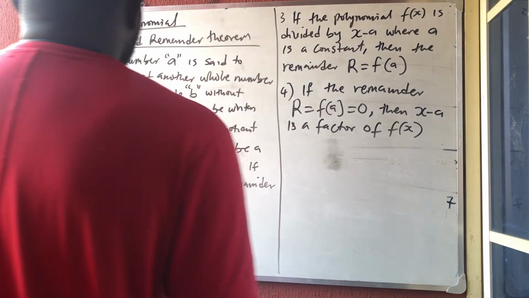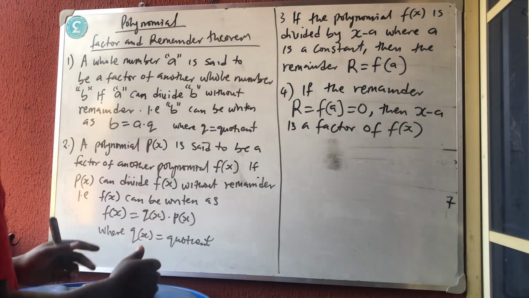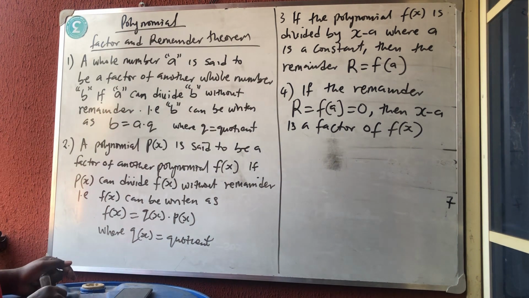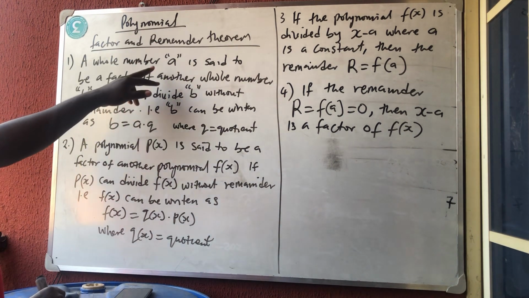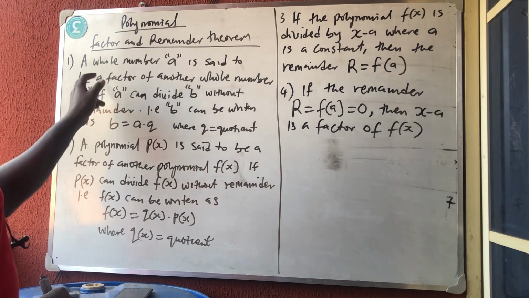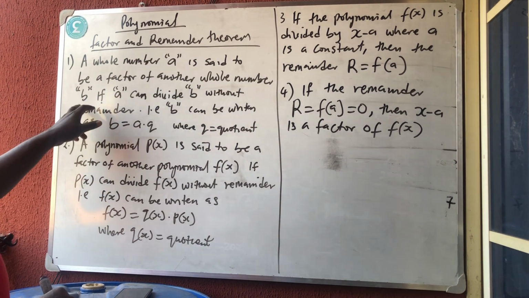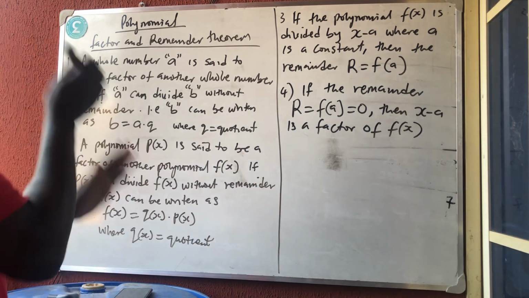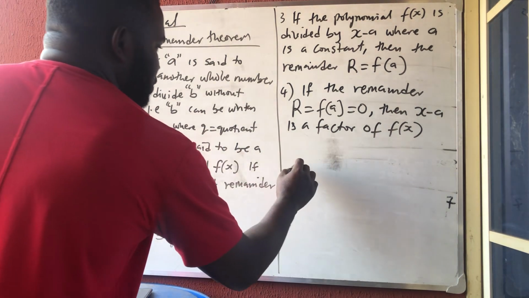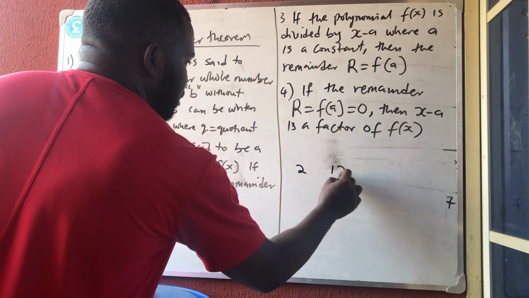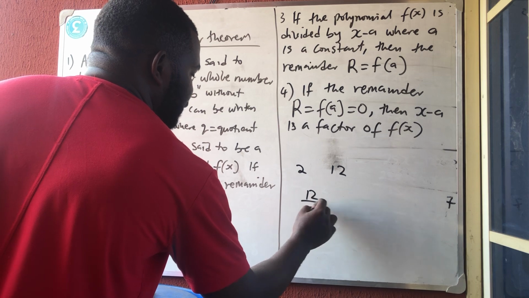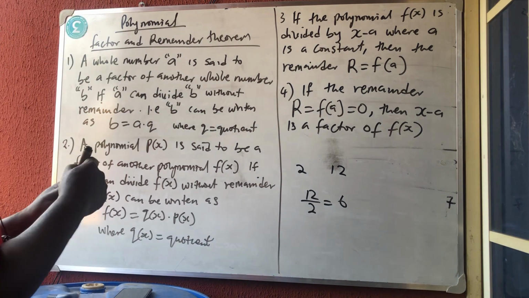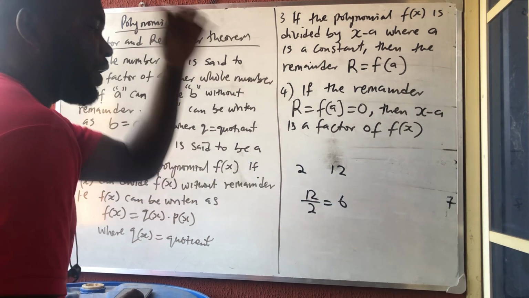Today we'll be looking at some theorems in polynomials: the factor and the remainder theorem. If a whole number a is said to be a factor of another whole number b, it means that when b is divided by a, there is no remainder. For me to say that 2 is a factor of 12, it means that if I divide 12 by 2, I get 6 without any remainder. That is when I can boldly say that 2 is a factor of 12.